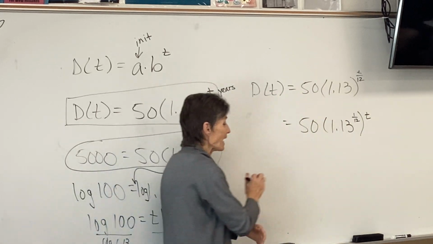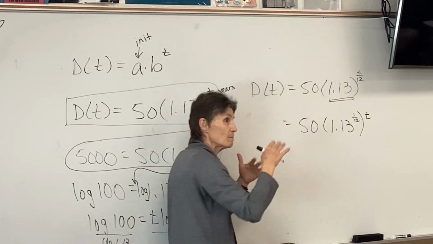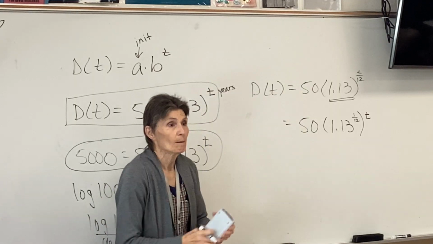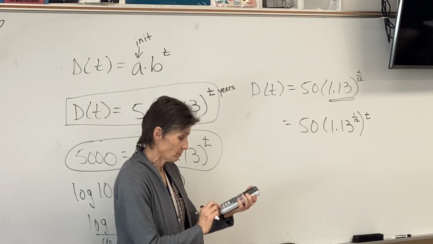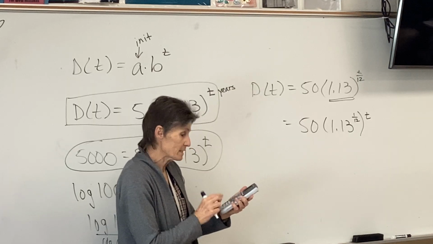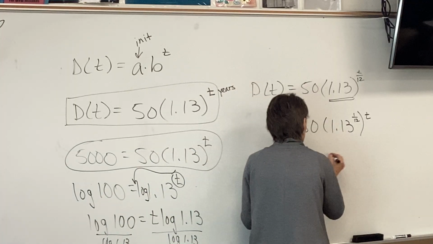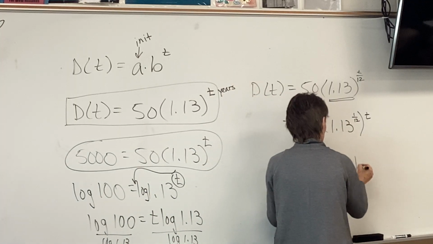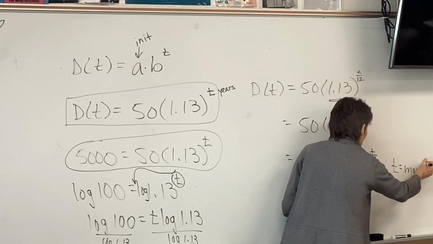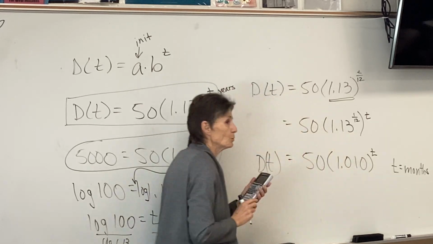So we can actually find, this is our annual growth constant, 13% per year. We can actually find it per month by raising 1.13 to 1/12th power. We're taking the 12th root of it. So the monthly equation would look like this. It has a whole new constant.